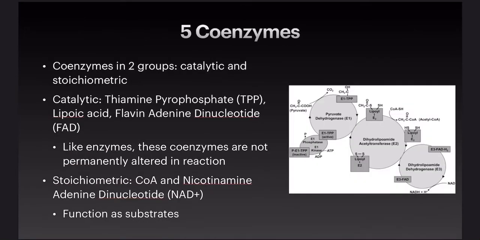There are 5 coenzymes also involved in this reaction, and the coenzymes are in 2 categorical groups, catalytic and stoichiometric. The catalytic coenzymes TPP, lipoic acid, and FAD, like enzymes, are not permanently altered in the reaction, but the stoichiometric CoA and NAD+ function as substrates and will be permanently altered in this reaction.